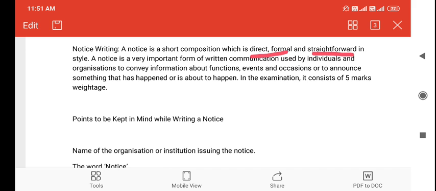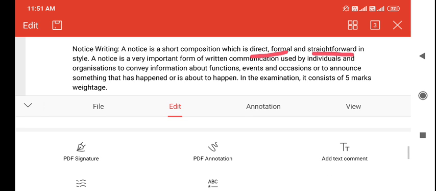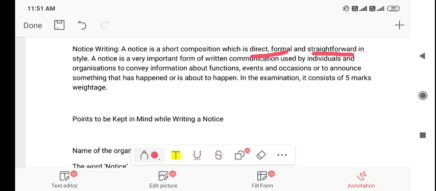So a notice can be written by an individual, for example by you or your friend or your class monitor, by a class teacher, by a principal. So a single individual can write a notice, or a particular organization can also write. Organization means, for example, your school. A notice can be written by a school also, on behalf of the school or any particular organization, to convey information about functions, events and occasions, or to announce something that has happened or is about to happen.